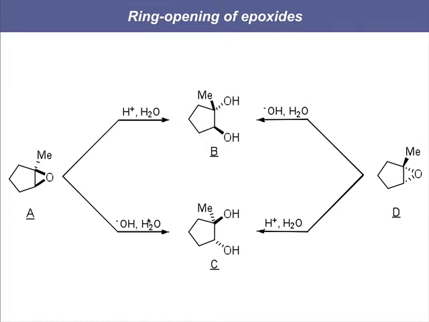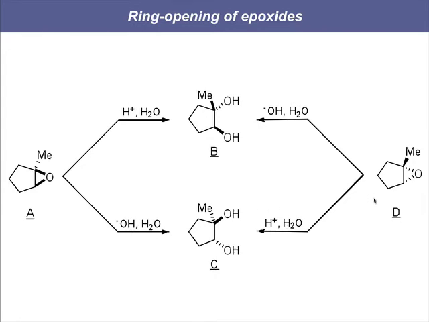If we have basic conditions, we're going to be adding to the less substituted face. So the carbon without the methyl group is going to get inverted. We're going to add our hydroxide from the bottom face of the less substituted carbon, and we're going to get C. B and C are enantiomers, like we just saw. We can control which enantiomer of the product we get based on which reagents we use. But if we start from the other enantiomer, if we start from D, the enantiomer of A, we will get to B by basic conditions instead of acidic conditions. And we will get to C from acidic conditions instead of basic conditions.